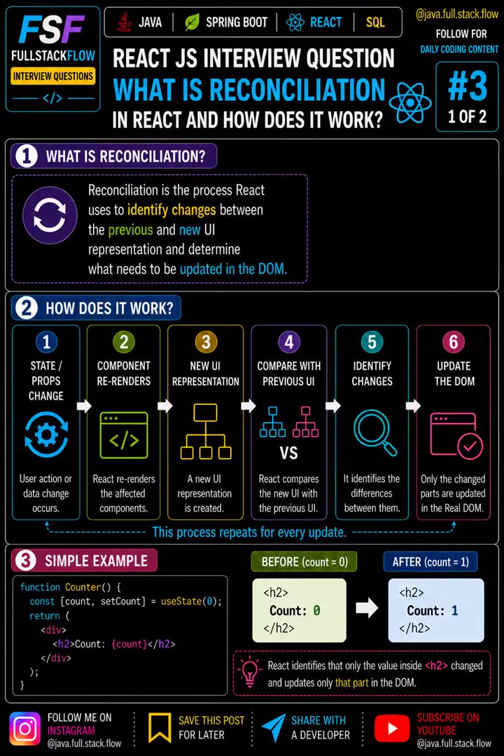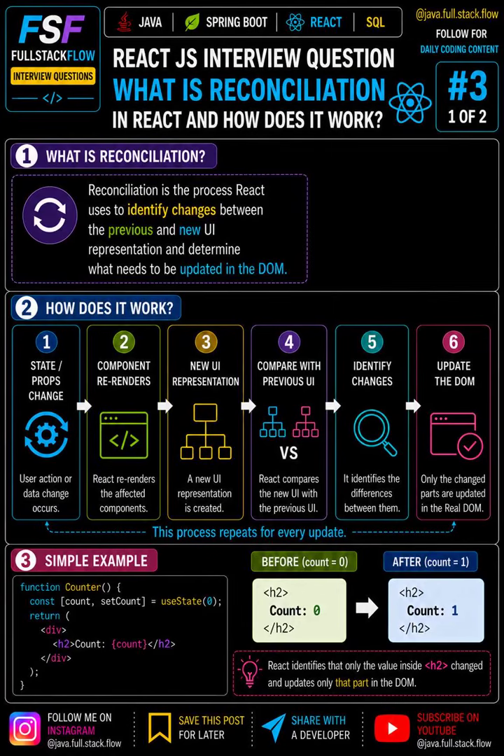Today's React.js interview question is: what is reconciliation in React and how does it work? Let's understand it. Reconciliation is the process React uses to identify changes between the previous and new UI representation and determine what needs to be updated in the DOM. In simple words, React compares the previous UI with the new UI and finds what has changed.